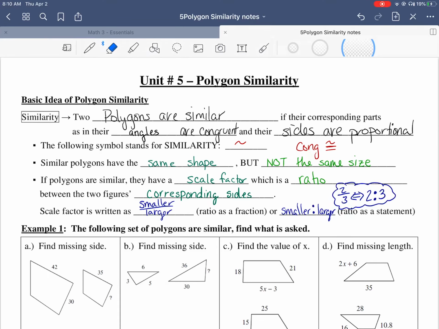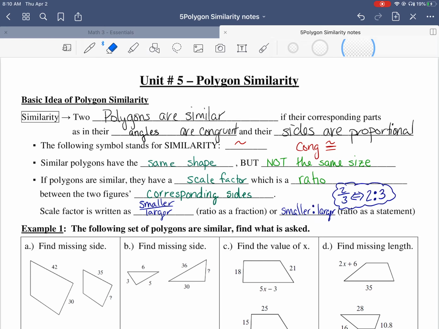Good morning. Today we are talking about polygon similarity. We've talked about congruency. Now we're going to talk about similarity. Two polygons are similar if their corresponding parts, as in their angles, are congruent and their sides are proportional. So the angles are going to be the same measurement and the sides are going to have a similar ratio, or fraction, to each other.